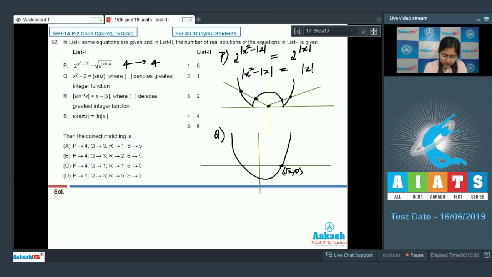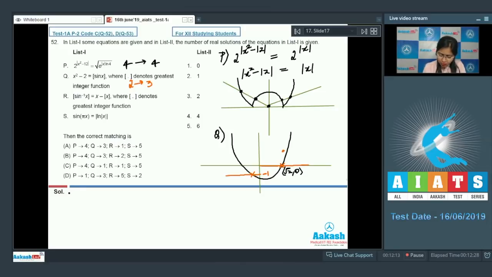Now we have to plot the graph of the greatest integer of sin x. From 0 to pi, it will be 0 except at pi by 2. So it will be like this, that is somewhere here, pi by 2 comma 1, right? Similarly, here it can be seen that it will be something like this. This is minus 1, right? So here it can be seen that we will have 2 solutions here, right? We will have 2 solutions here, which means that option number 3 will be the correct choice.